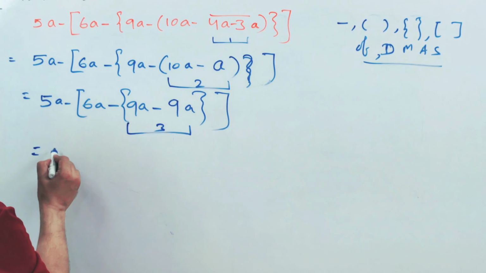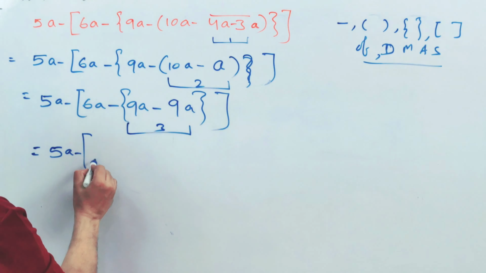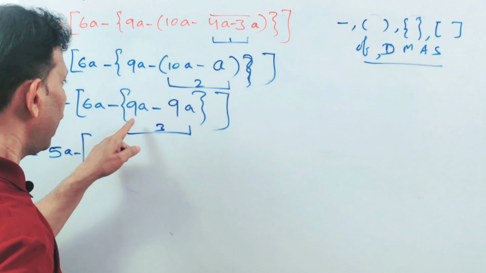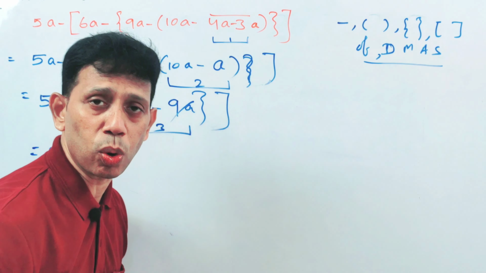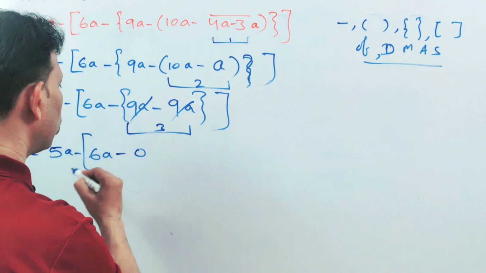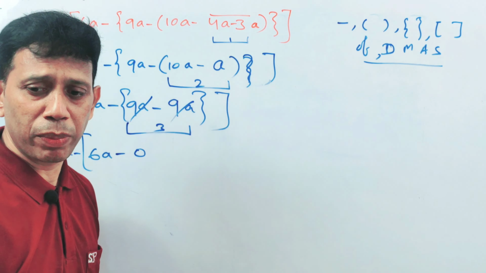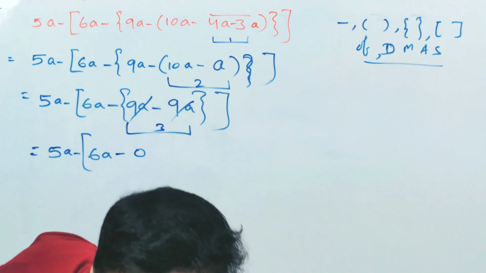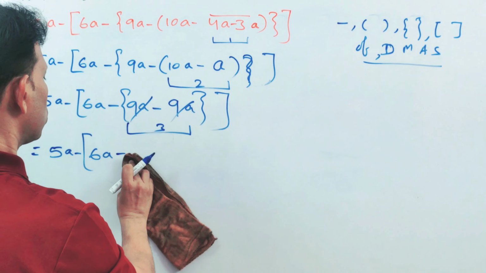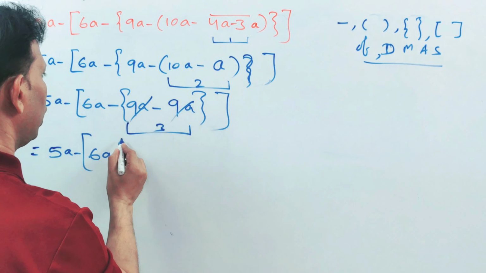Step number 3 is equal to 5a minus, this is 6a, and 9a minus 9a will be 0, isn't it? So it is minus 0. So minus 0 we don't write because the answer will be same, isn't it? So you need not write minus 0. So this will be 6a only.